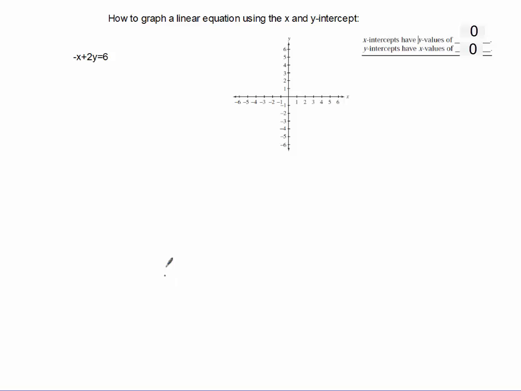And so we have this linear equation, negative x plus 2y equals 6. Now we're going to use the x and y intercepts of the graph of this equation to actually graph the equation. If we're trying to graph this by using the x and y intercepts, first we have to find the x-intercept, and I'm going to use a table to keep track. So let me go through the steps of finding the x-intercept of this graph.